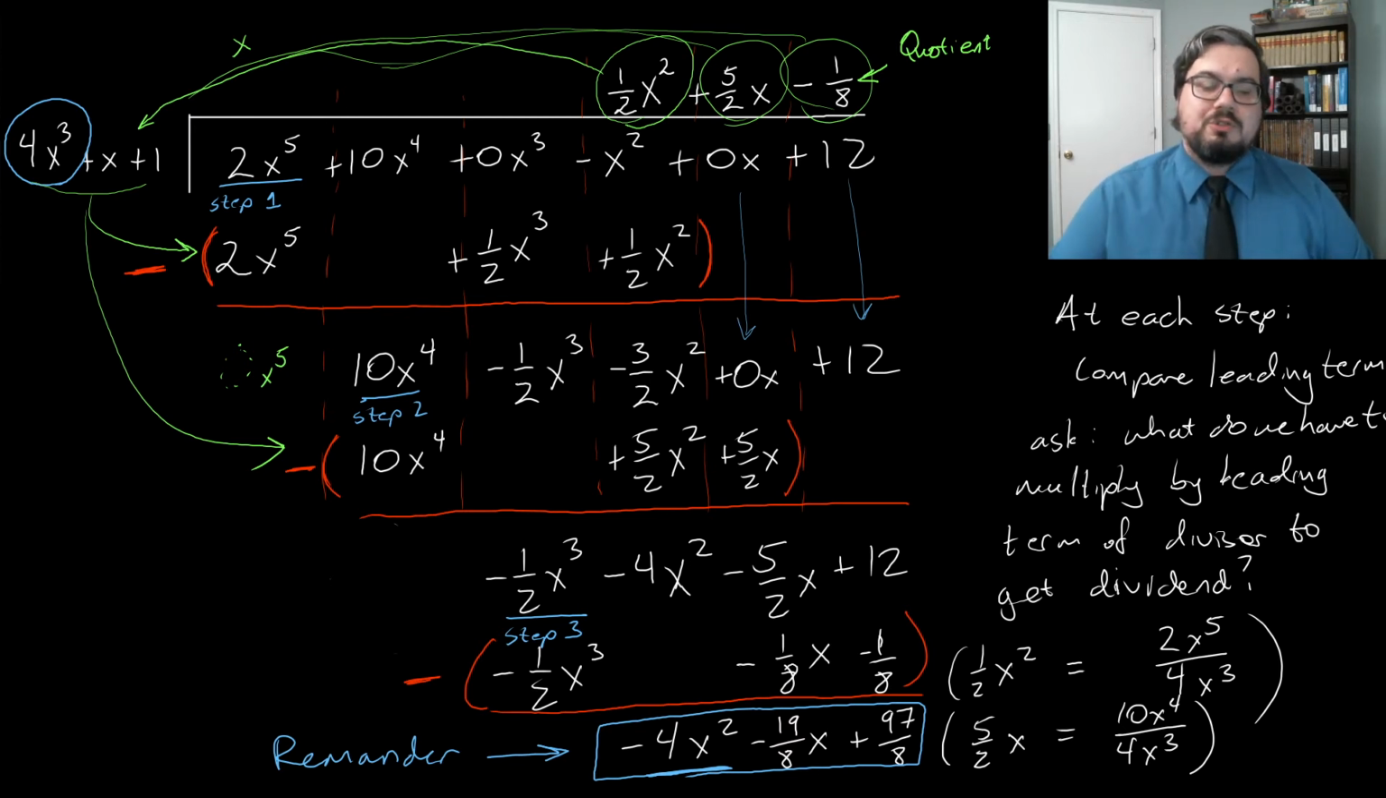So the remainder and quotient can be read off of this tableau just like they can be read off of the tableau for division of numbers. So in this case, the remainder is negative 4x squared minus 19/8 x plus 97/8, and the quotient is 1/2 x squared plus 5/2 x minus 1/8. Let's write those down and explore some of what that means, some of the different ways that we can express that. And I'm going to go back and forth here a couple times just to make sure that I copy everything down correctly.